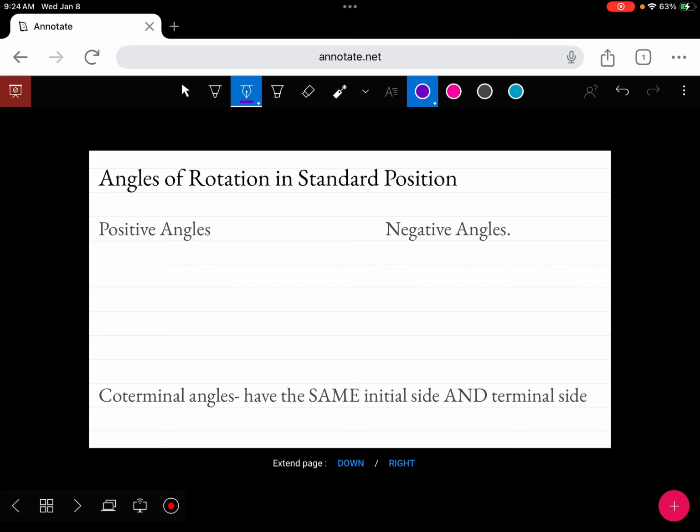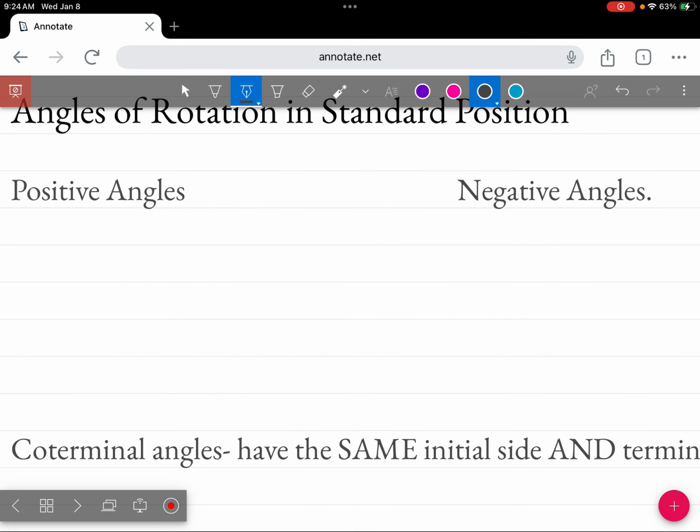You don't necessarily have to use those, but we're going to talk about positive angles and negative angles in terms of like a circle. I'm going to draw it by hand up here just because I didn't put it on the slide.